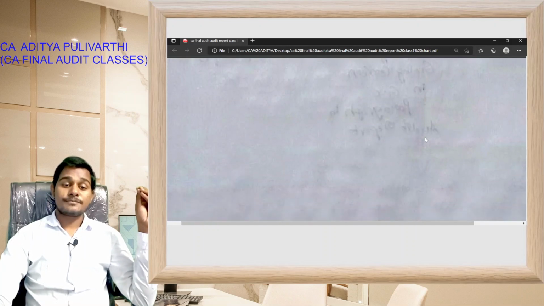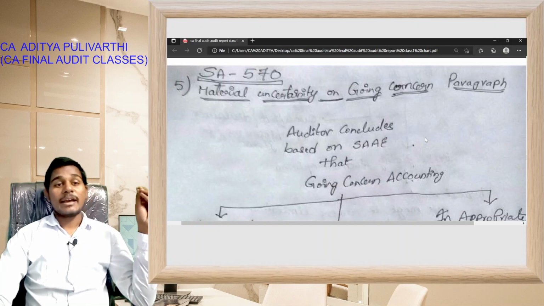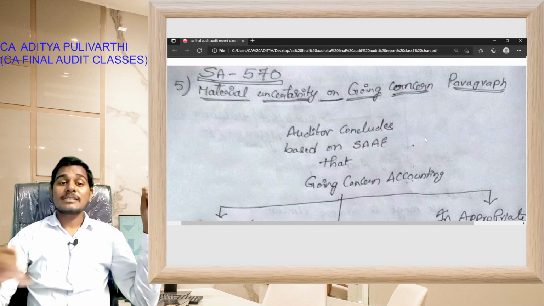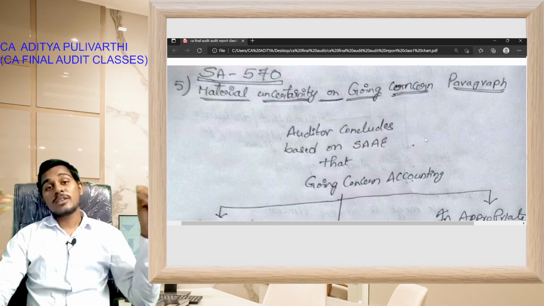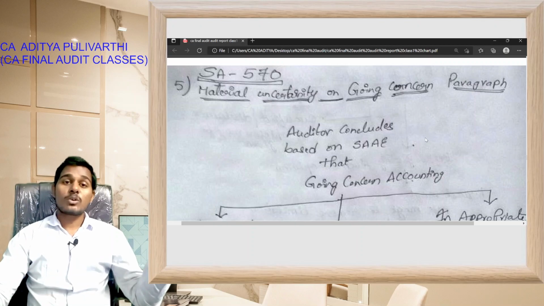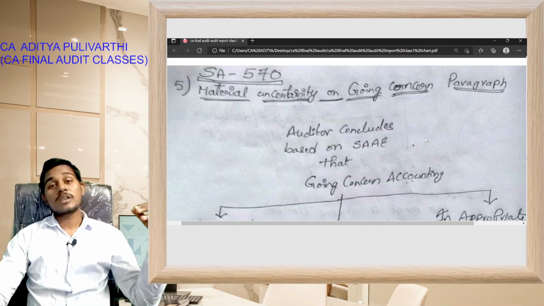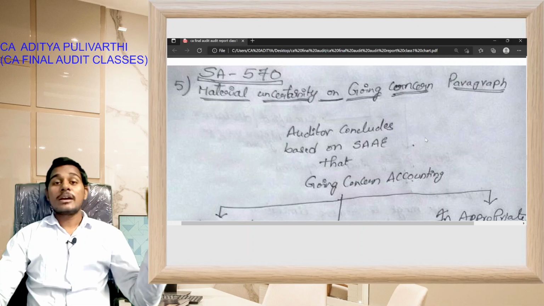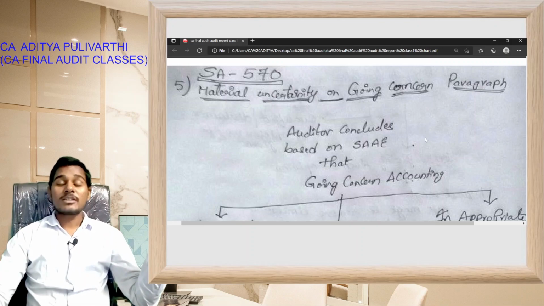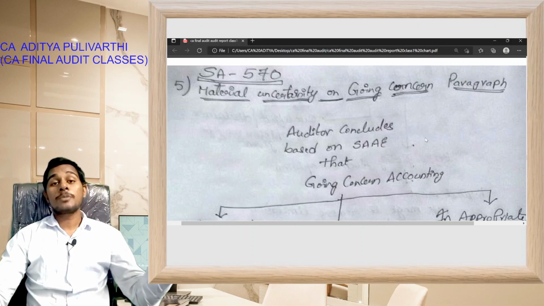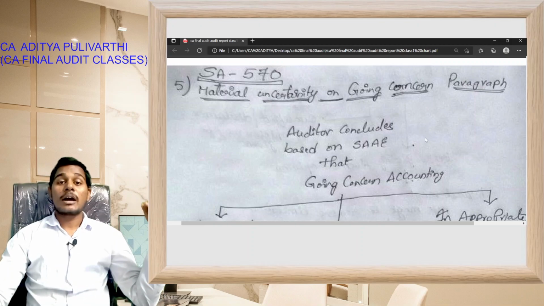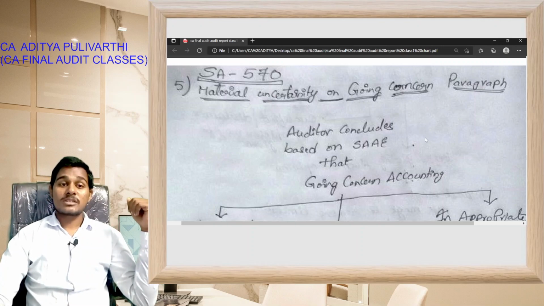Okay students, see SA 570, material uncertainty relating to going concern. What is meant by going concern? Going concern means the company will continue in future years and make profits. But material uncertainty on going concern means that the company may not continue in the future, or the company may be liquidated. That may be the circumstances.